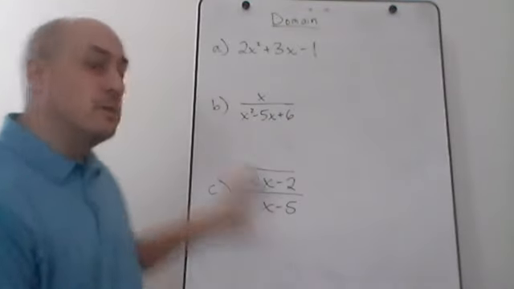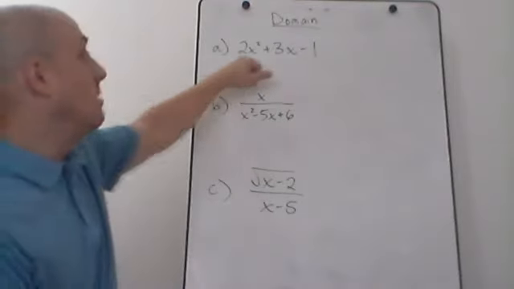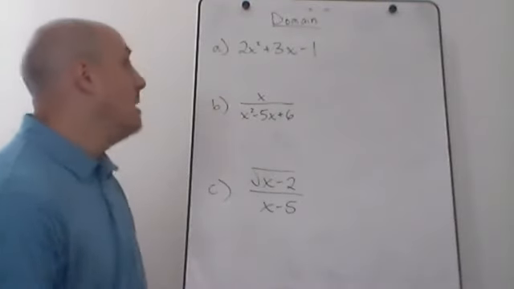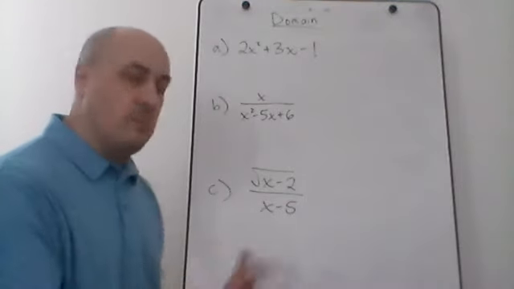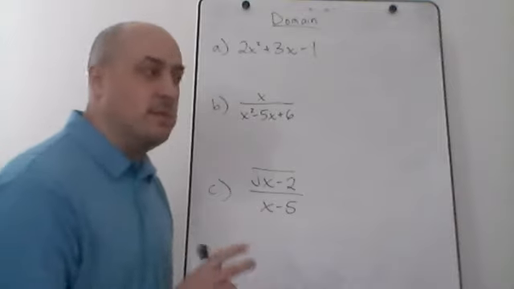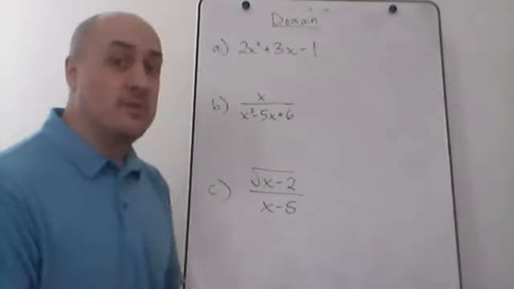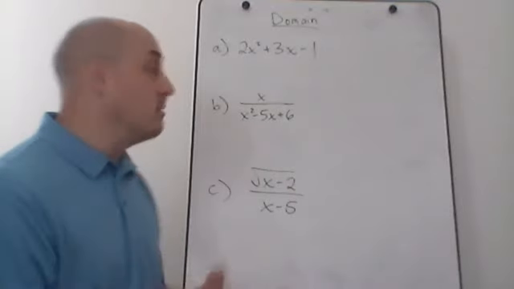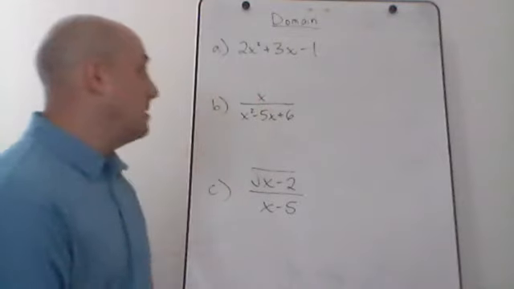All right, so I put up here some examples where we can find the domain of these algebraic expressions. The first one, we have 2x squared plus 3x minus 1. I had it up here before, but I erased it. The things we need to look at when we're looking for domain are if we have x's in the denominator of a fraction, or if we have x's underneath a square root. In this one here, we don't have either one of those things, right?